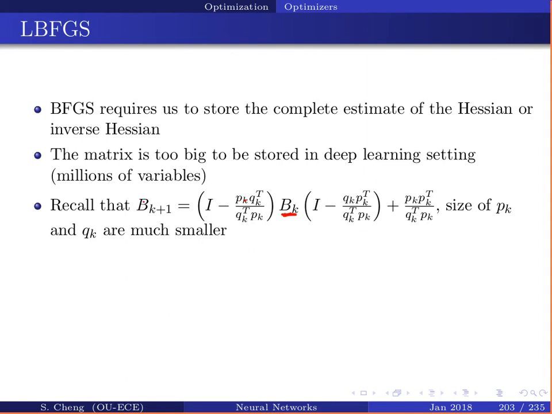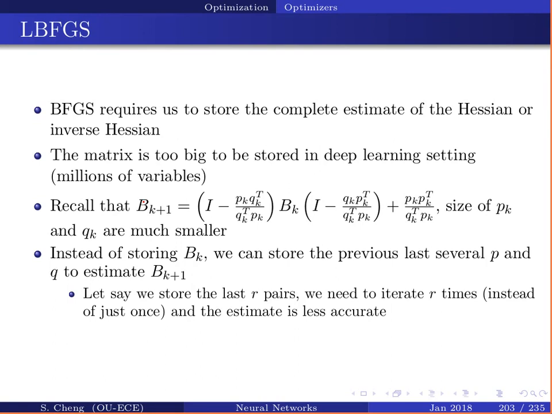You can store the last several P and Q, and then start with the very last and iterate this step. In that case, you don't have a B, so you can start with an I. You just assume the first one is I, then use this iterative equation, let's say R times. Of course, there's a trade-off here.